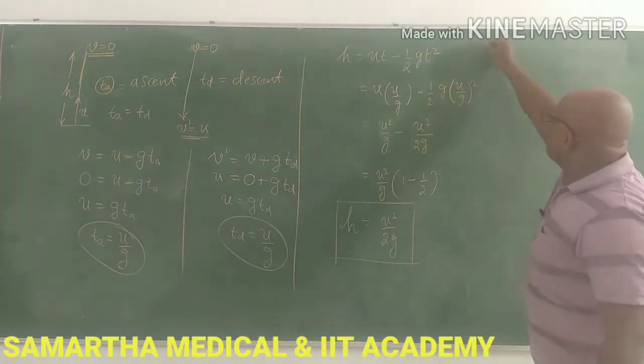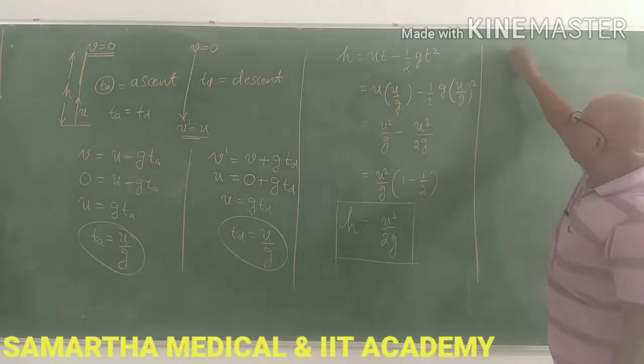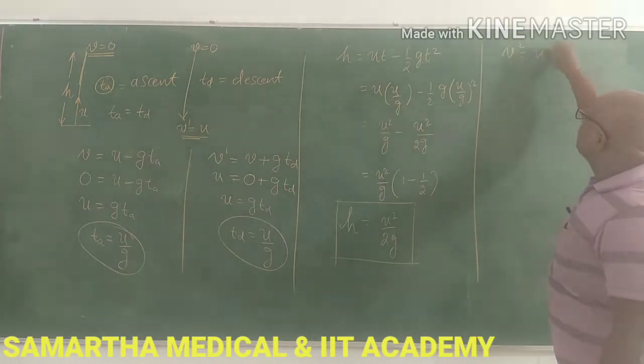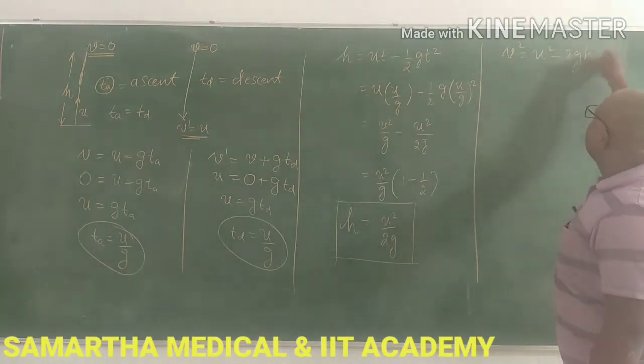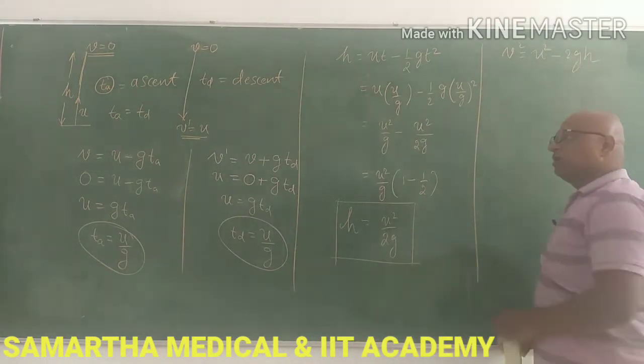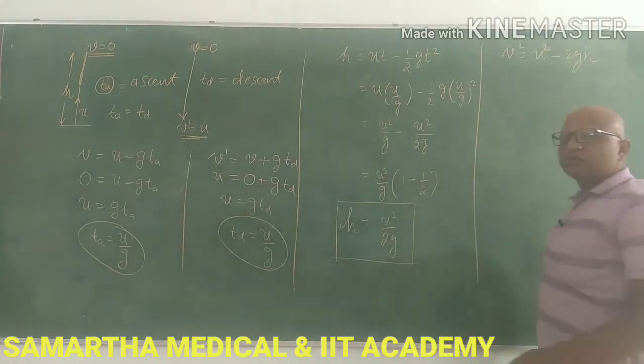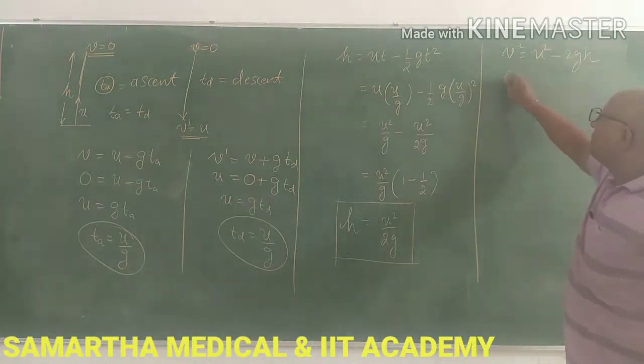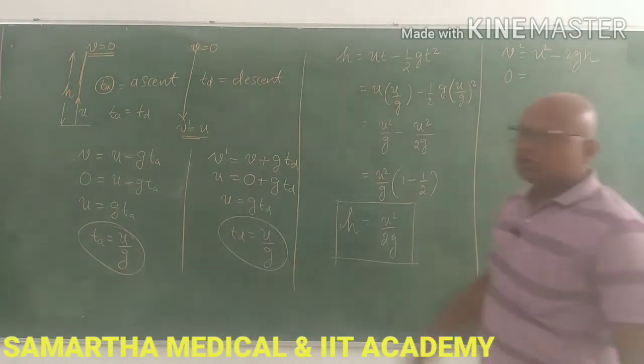You can use another method also. Consider this equation: v square is equal to u square minus 2gh. This is the equation we use when we don't know the time. How do you use this? You know that at the maximum height, the final velocity will be 0.